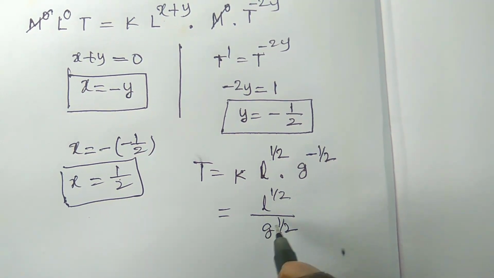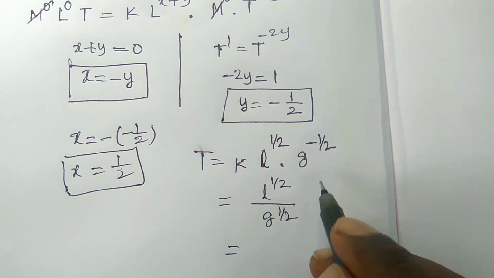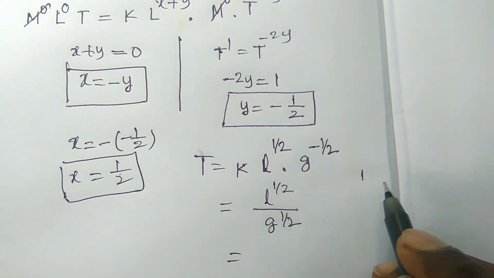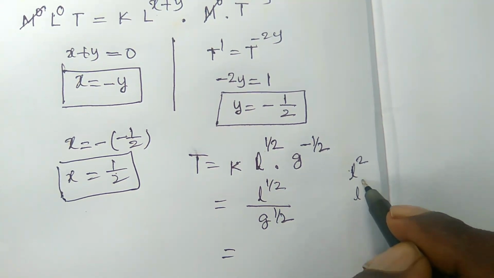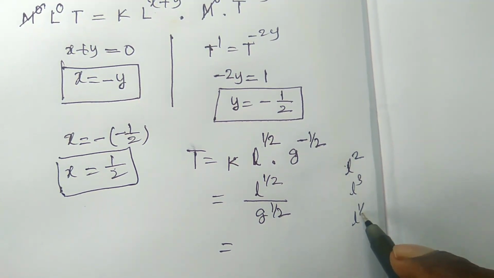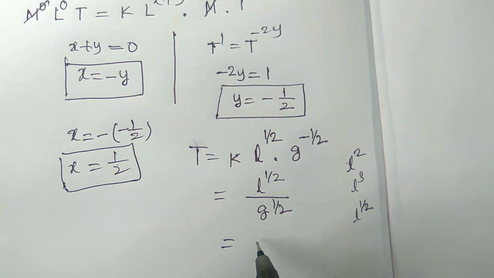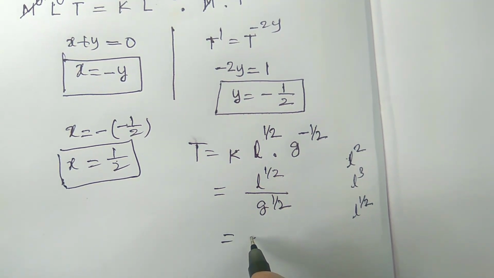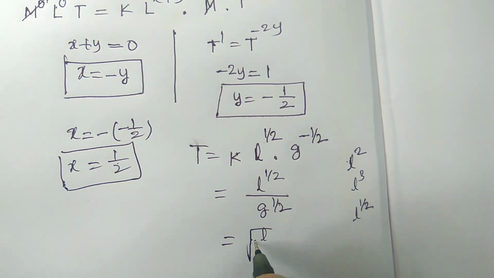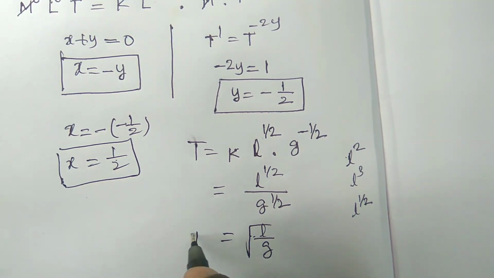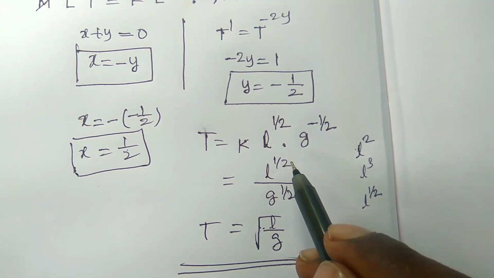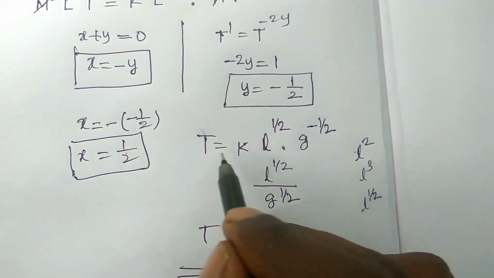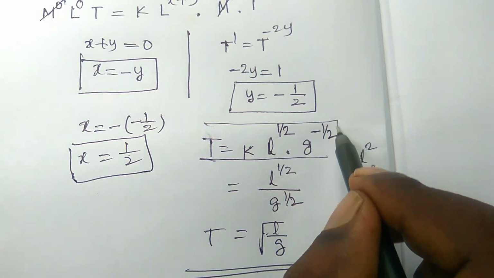So k should be the constant. If there is L power 2, it is L square, if there is 3, L cube, and L power 1 by 2 means square root. So then you can write under root of L by g. So this is the t. The expression of t is equal to under root of L by g, or L power 1 by 2 into g power minus 1 by 2. So this is the expression.